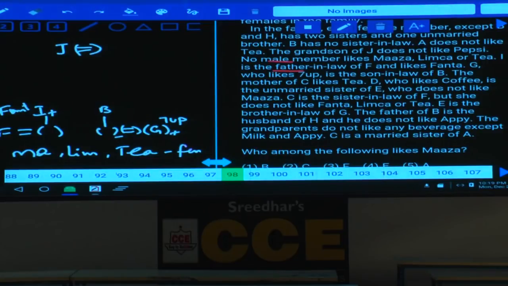And the mother of C likes T. The mother of whom? C. C's mother is there. Now this C's mother likes which one? C's mother likes T.